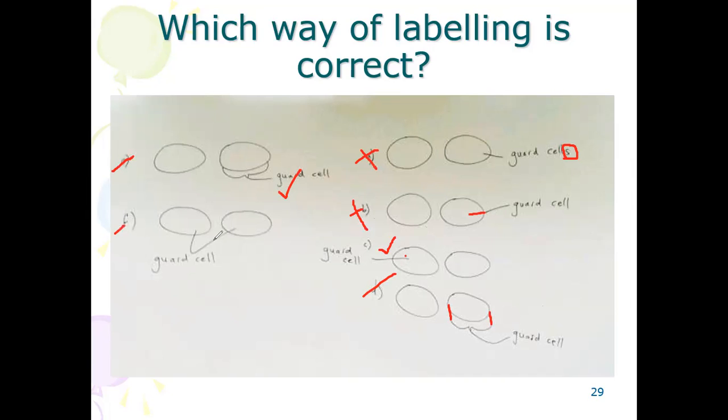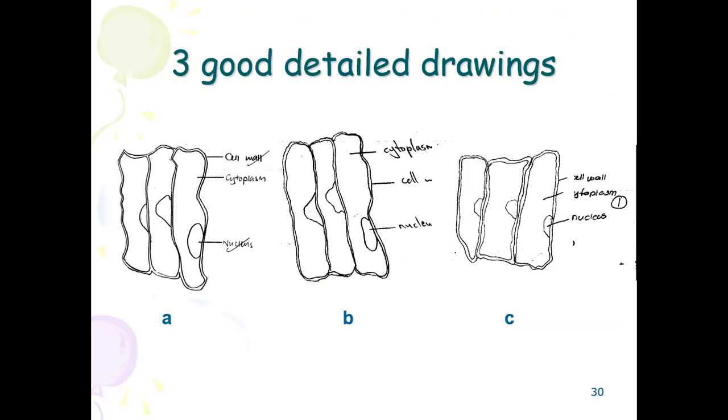And this one is also wrong because when you label 2 cells, how come your label is for 1 cell? So you must have an S here. So these are all the common mistakes among the students in the exam answers. You have to pay attention to them.